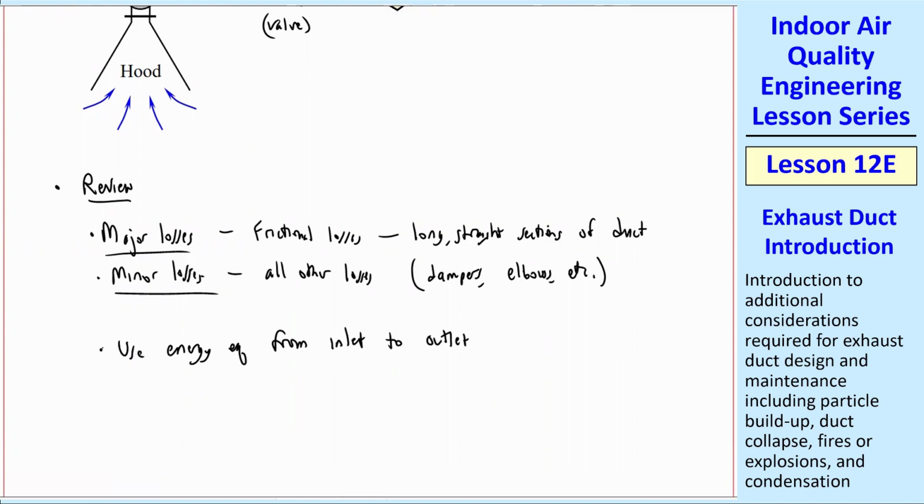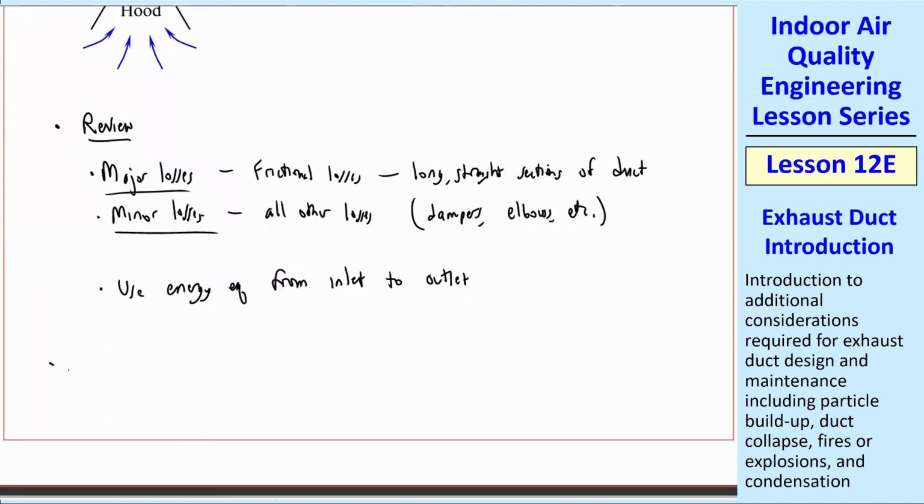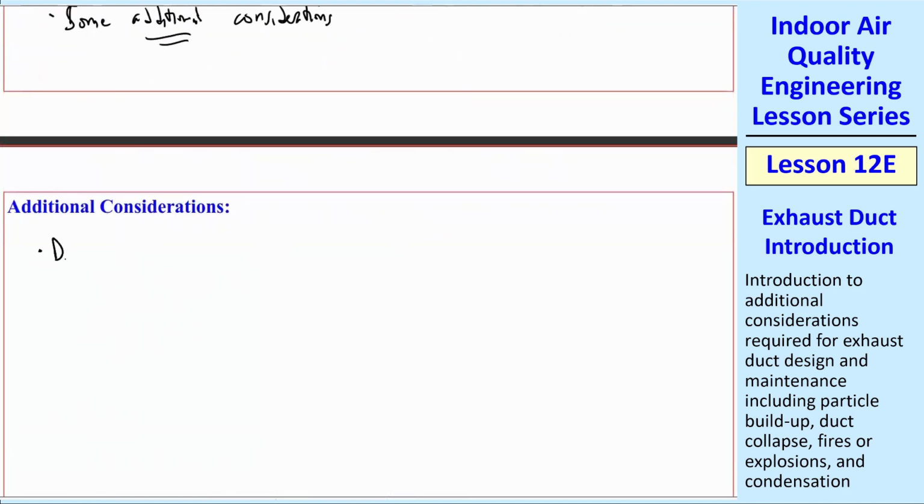But in fluids class, we're typically talking about water flow in pipes. Now we're talking about airflow in exhaust ducts. There are some additional considerations when we're talking about exhaust ducts. The first thing you may have noticed, there's something here called a dropout box. What that is designed to do is to remove particles from the duct flow.